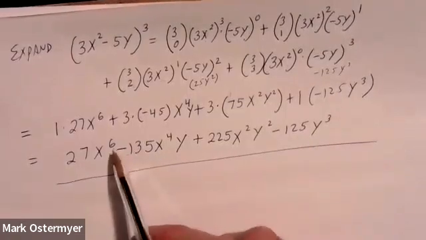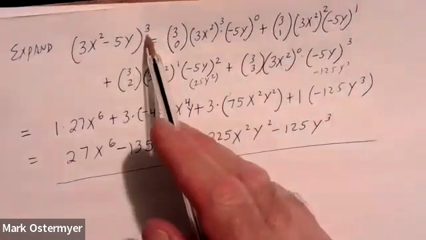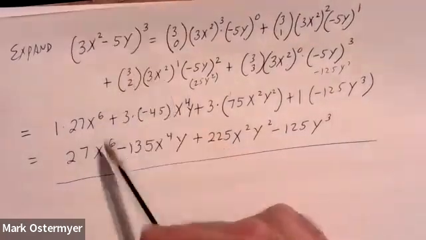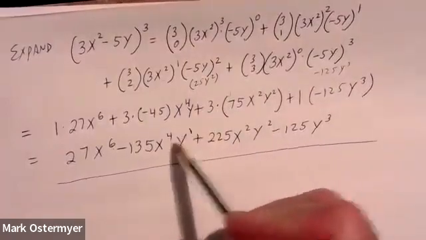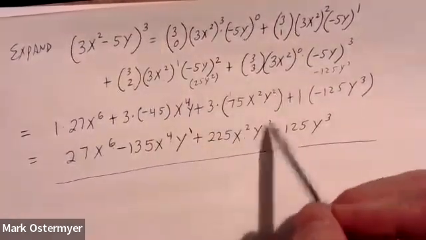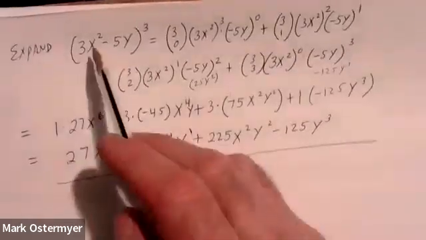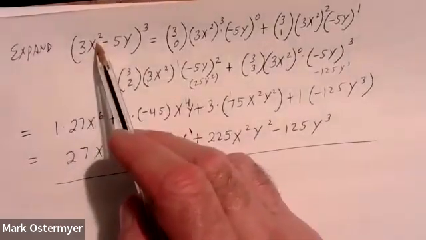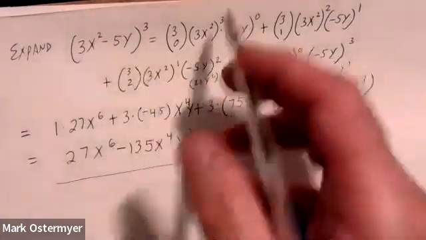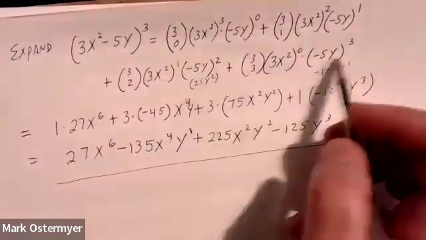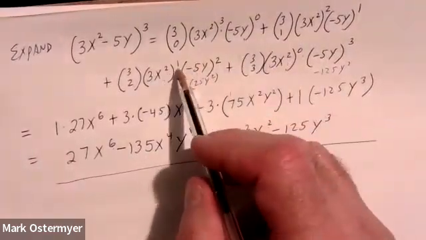Now, you're probably wondering, wait a minute, I thought all the powers of the terms have to be equal to the power you're raising the binomial to. How come 6 is not 3 here? How come 4 plus 1 is not 3? How come 2 plus 2 is not 3? Well, the reason why is because our terms have variables raised to different powers other than 1. But you can see this is evident right here before we went further in raising these terms to powers.